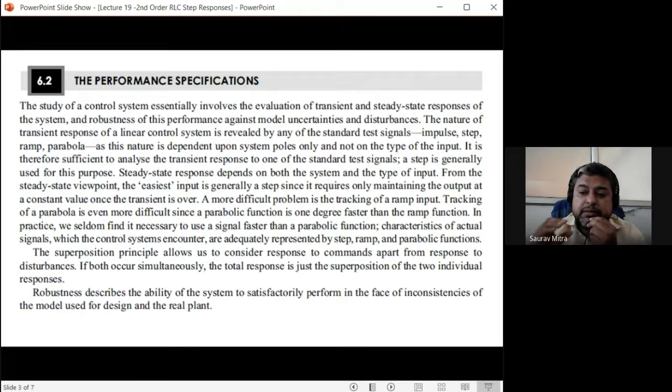So what will be the input? The input to the circuit will be a unit step. The circuit is second order RLC, and there will come two very important things. For a first order system, we found there is only one design parameter. If it is an LR circuit, it is L by R, whose unit is second, which is called the time constant.